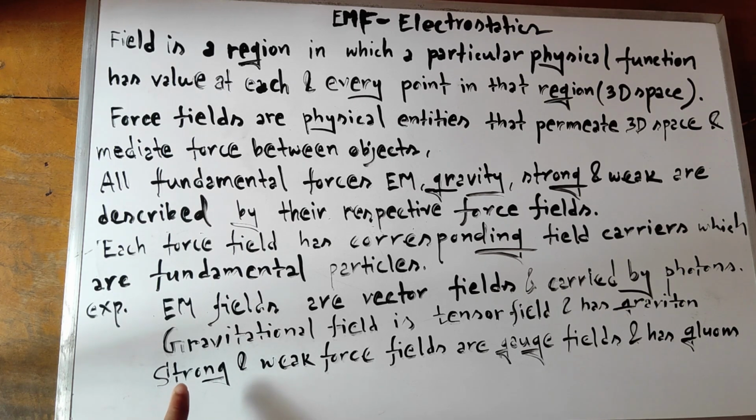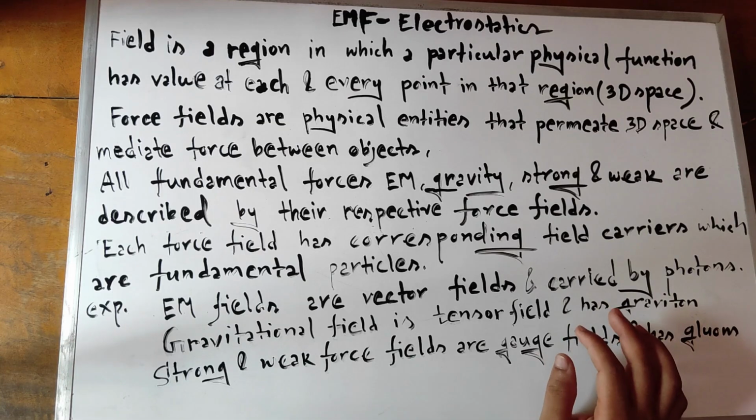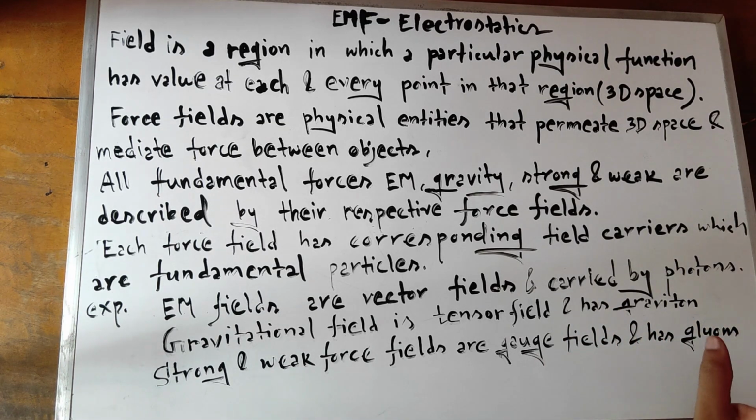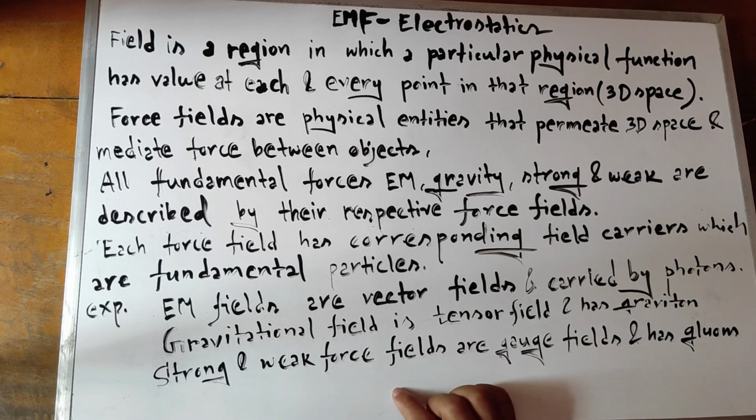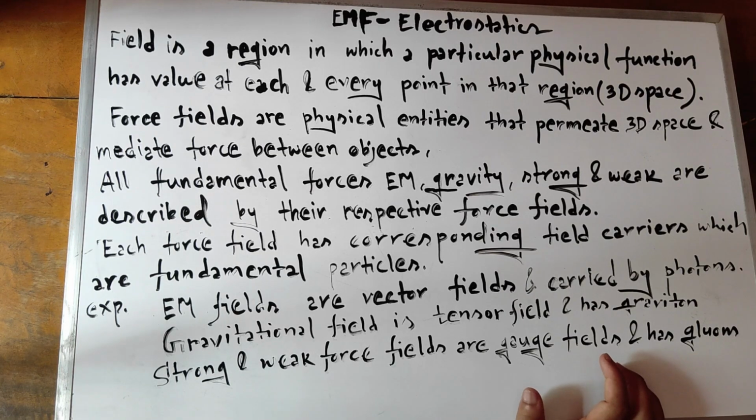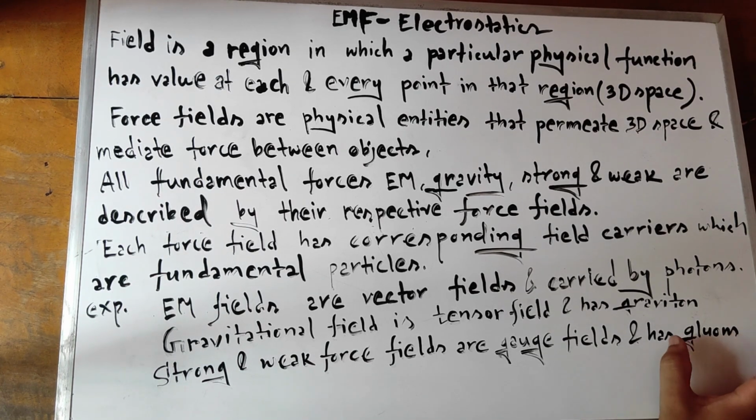There's also the gravitational field, which is considered a tensor field, and has a force carrier, the graviton, which is theoretical thus far. It is not proven that the graviton exists. And also strong and weak force fields are gauge fields. This is a quantum mechanics thing. I don't know much about this myself, but these are gauge fields and have gluons as fundamental force carriers of strong and weak nuclear force fields. There are also bosons, and that's it. I don't know much about those. So basically these are fields and their particles.